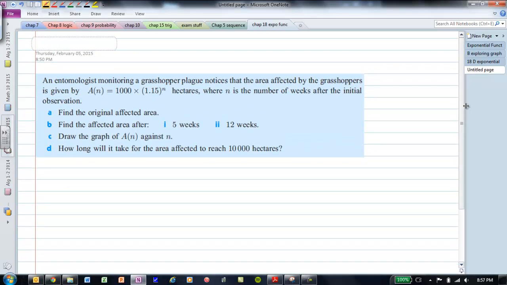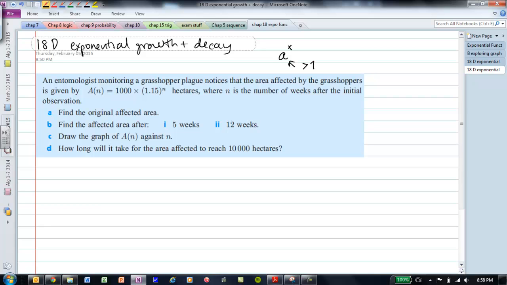Today's lesson is from Chapter 18, Section D, and it's about exponential growth and decay. We're just going to work through a few example problems that have to deal with growth and have to deal with decay. You can tell that something is growing because when you have a to the x, the a value is going to be greater than 1. And you can tell that something is decreasing because when you have a to the x, the a value is going to be between 0 and 1.